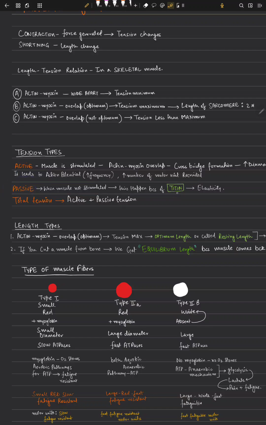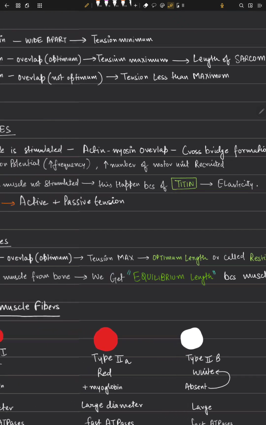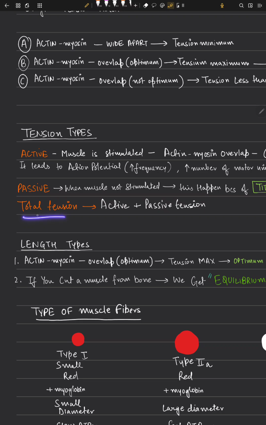If a structure does not have any titin in it, then it means the structure has no elasticity. What kind of structure doesn't have titin? For example, your uterus. Uterus has no titin. Why? Because it has to accommodate you. If it had titin, it would be elastic in nature. And if it would have been elastic, then it would have made the fetus strangle, right? So that's why uterus has no titin. Cool. What about total tension? Total tension is active tension plus passive tension. That is total tension. Cool.